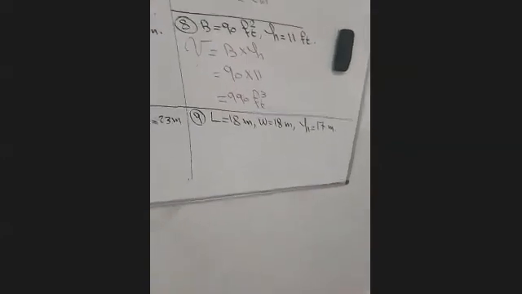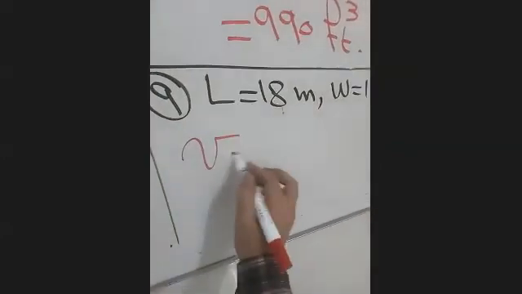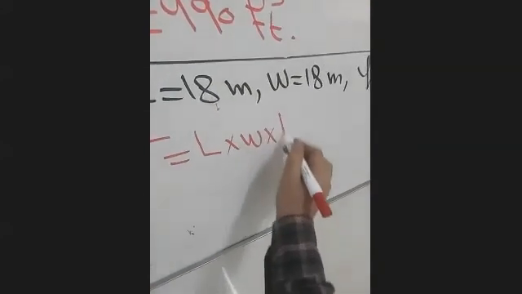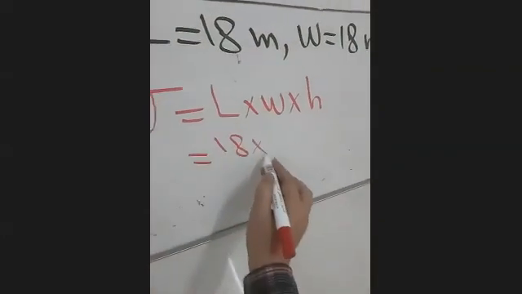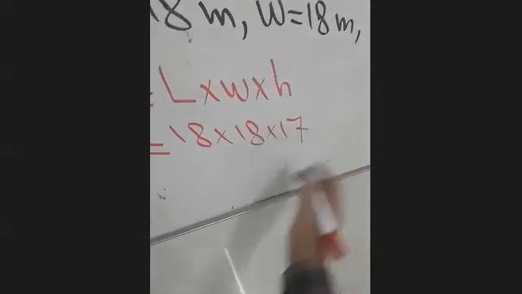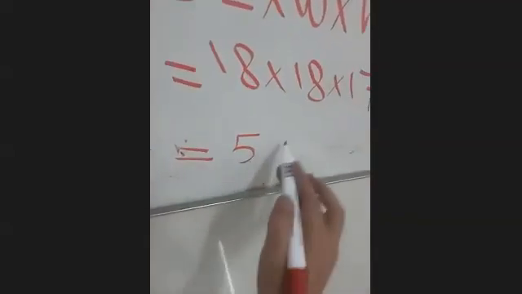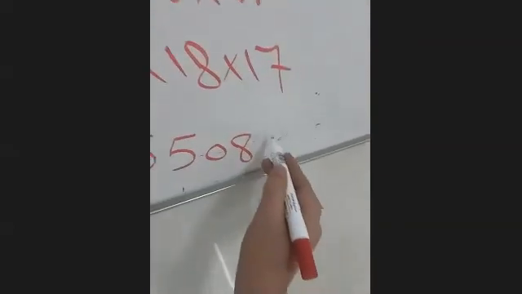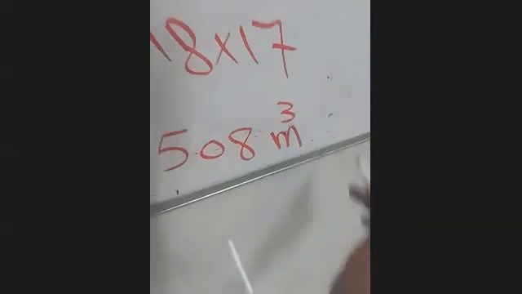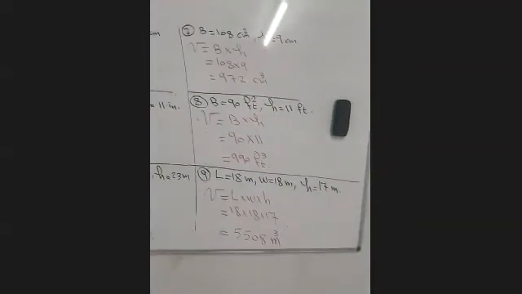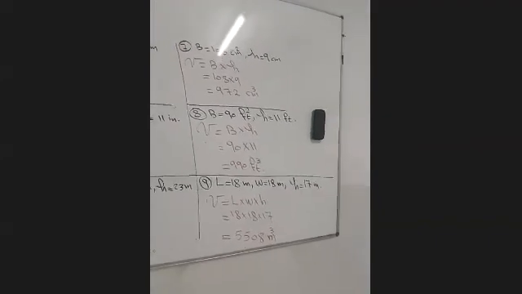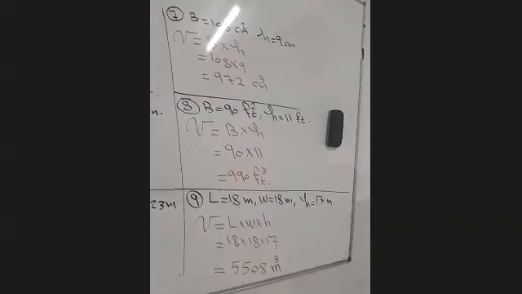They want us to find its volume. So we write the formula, V equals length multiplied by width multiplied by height, which is equal to 18 multiplied by 18 multiplied by 17. Multiply these three numbers, the answer will be 5,508 meters cubed. This is question 9. Copy it quickly, guys.